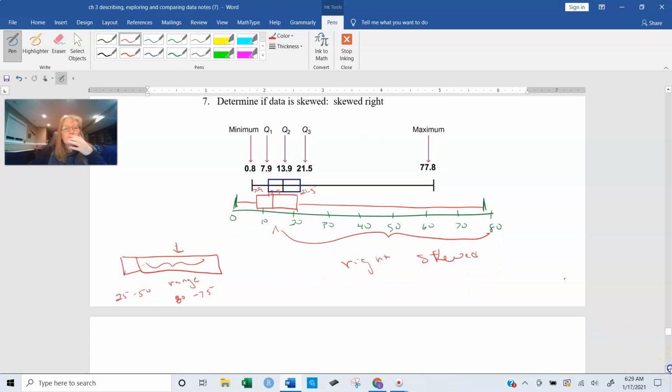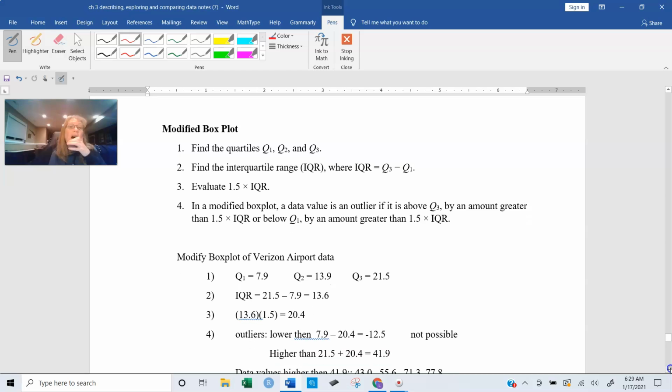All right, next, modified box plot. Now, we've talked about outliers before, but we haven't really done it, and this is where it comes into play. You take your interquartile range, which is Q3 minus Q1. You take that number, whatever it is, times 1.5. This is where we find our outliers.